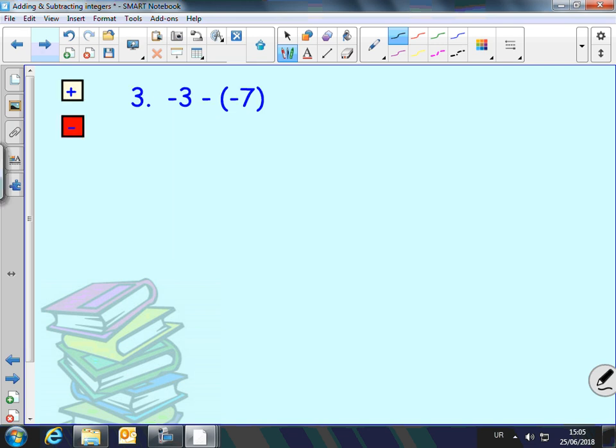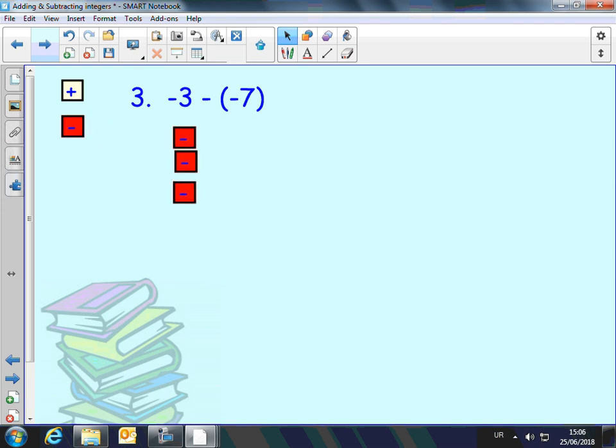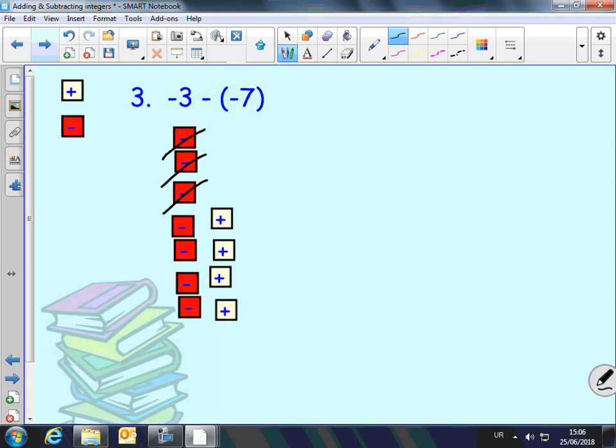Your third example was negative 3, and you wanted to subtract negative 7, and you didn't have enough, so you should have added on 4 0 pairs, which would then allow you to subtract negative 7. So 1, 2, 3, 4, 5, 6, 7, and you should be left with positive 4.